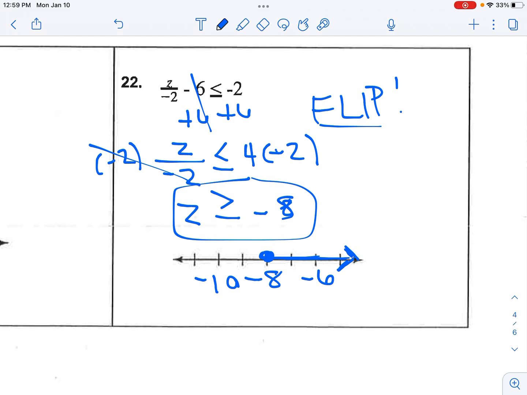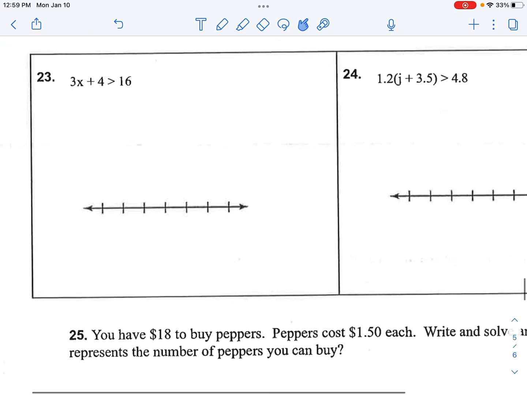Okay. We are almost there. Getting closer.